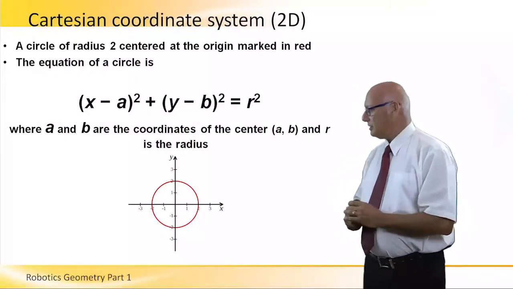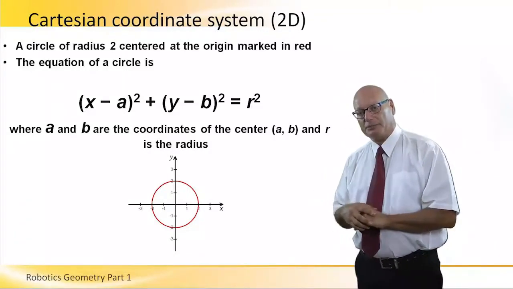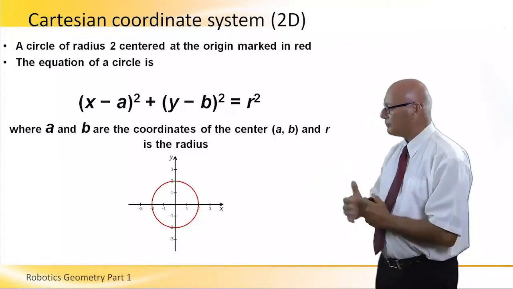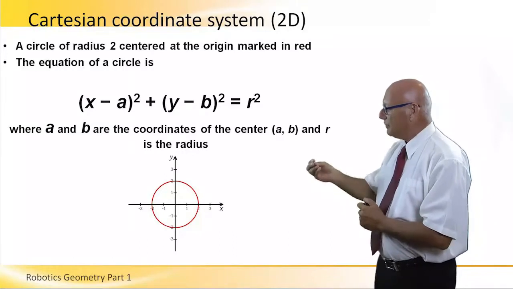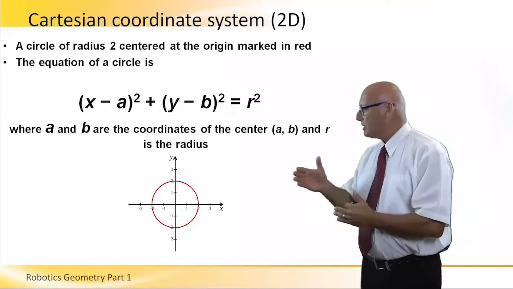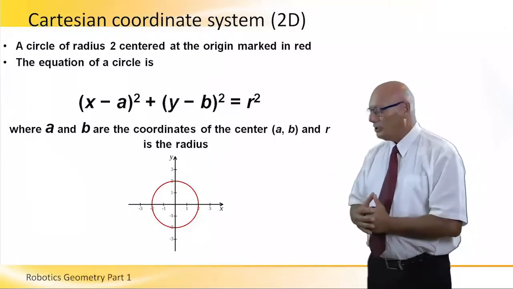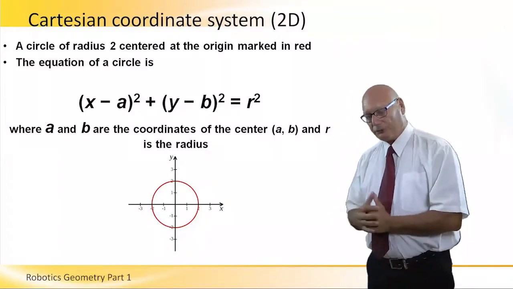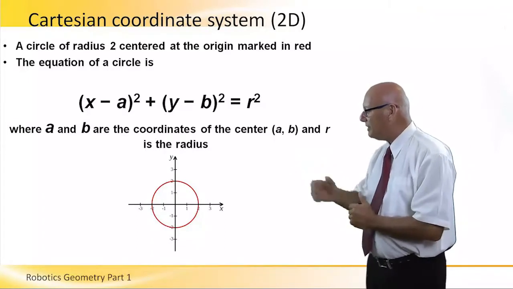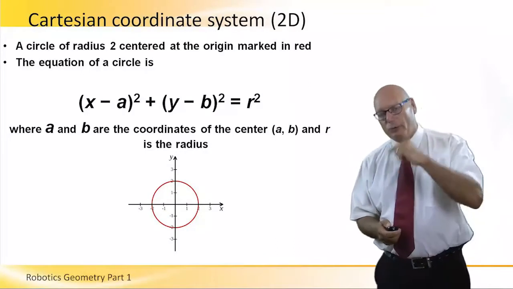And if we look at the circle, for example, still the very basics of the Cartesian coordinate system in a 2D plane, we have a circle, and in this particular example, a radius of 2. Its center is at the origin marked in red, and the equation is (x minus a) to the power of 2 plus (y minus b) to the power of 2 equals r to the power of 2, where a and b are the coordinates of the center (a, b) and r is the radius. This is the basic Cartesian coordinate system when we talk about circles.